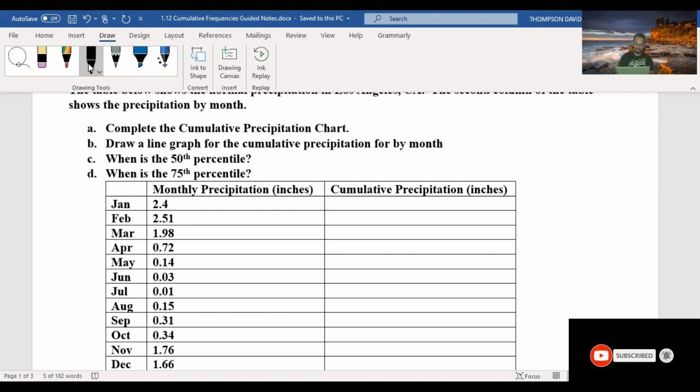So we're trying to figure out in January, there's 2.4 inches. So we just rewrite it as 2.4. In February, we want to add in the 2.4 plus the next month. So that would be 2.51. And then we put our total here in this column. So that'll be 4.91, not 2.91. So now we're going to add the next total.